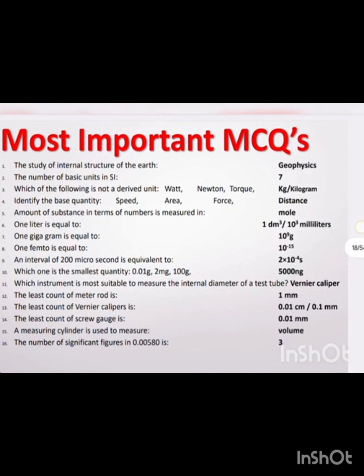Which one is the smallest quantity? 5000 nanogram. Which instrument is most suitable to measure the internal diameter of a test tube? Vernier caliper. The least count of meter rod is 1 millimeter.